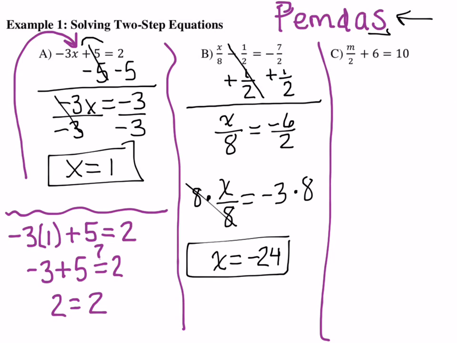We have m divided by 2 plus 6 equals 10. So very similar to the one that we did between A and B, just a little bit different. So we go backwards with our PEMDAS again. I highly, highly recommend writing this at the top of your paper when you're starting these out. It's just a good reminder.